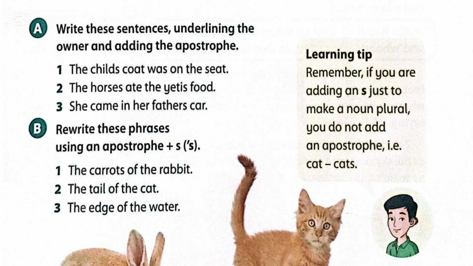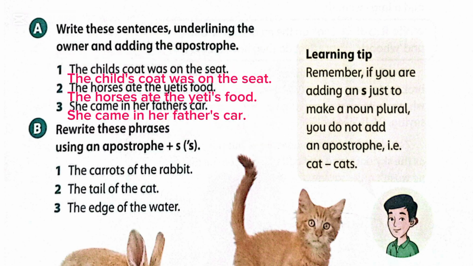So this is another use. When we add an apostrophe for possession and that word contains S at the end, we put the apostrophe before the letter S and make the possession. We cannot add another S. We just put the apostrophe before the letter S and make the owner. So here we write this sentence like the child's coat was on the seat. The second sentence is: the horses ate the Yeti's food.